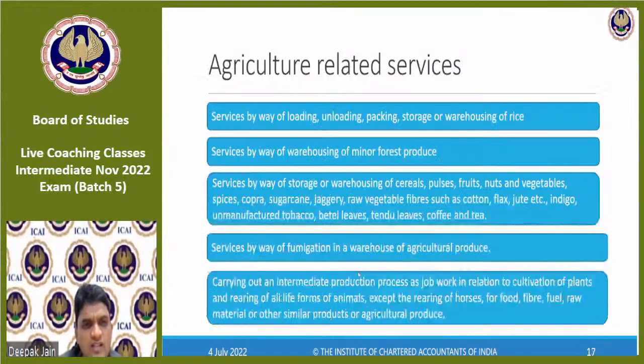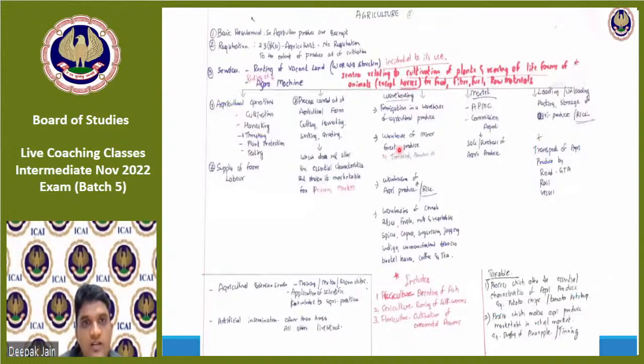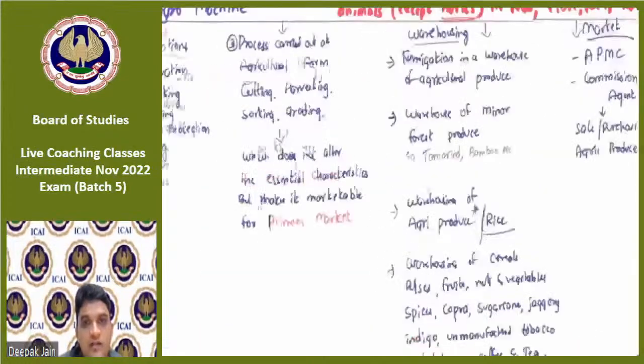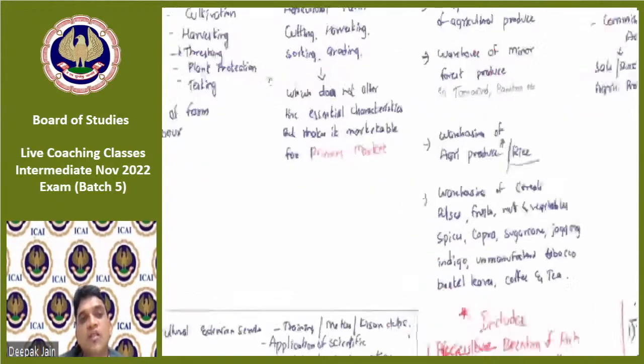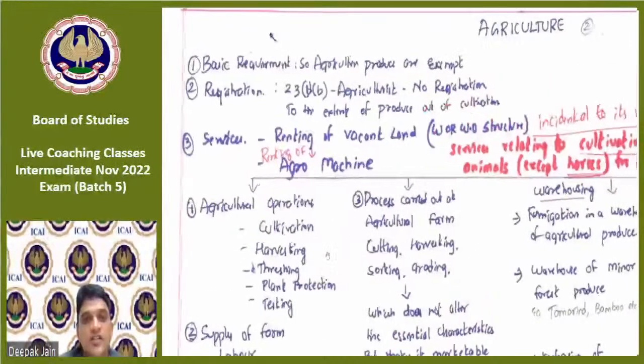Now we'll understand this thoroughly through the chart mode, because chart mode is the best mode to understand. First is overall look, देख लीजिए. Basic requirement is, it's a basic requirement. Agriculture, खाना is a basic requirement for anybody. So agriculture produce are exempted. Then we'll discuss on various aspects. First is we'll discuss on the registration.